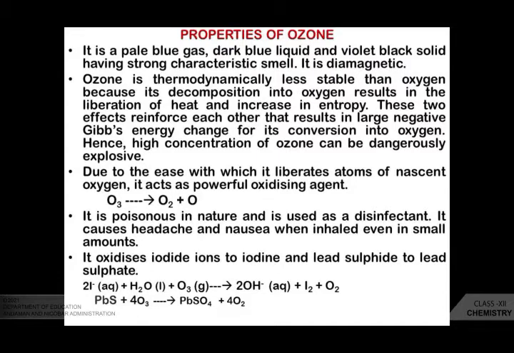As we know, children, the formula of the Gibbs energy is delta G equals delta H minus T delta S. And when the value of delta G comes out negative, the reaction is very spontaneous. Here delta H is also negative and S also increases, so it results in a large negative Gibbs energy change for its conversion into oxygen. Hence, a high concentration of ozone can be very dangerously explosive.